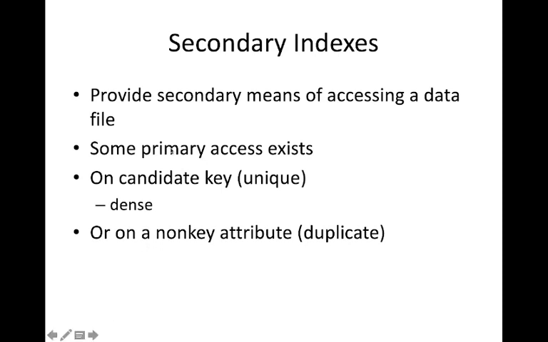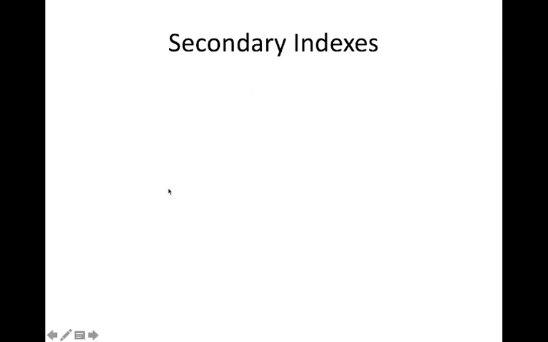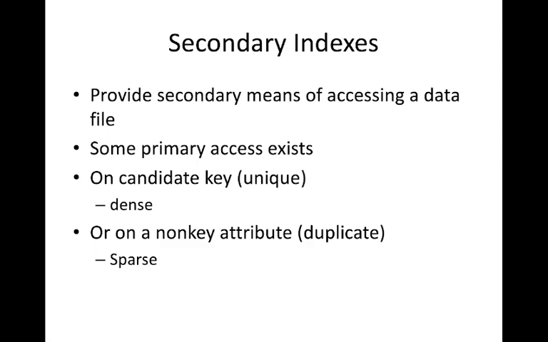We can create the secondary index based on a candidate key or unique key, or based on a non-key attribute, where duplicate values can occur. So secondary index means we are providing an additional mechanism. Already we have a primary key and we are providing a secondary key. That secondary key can be a candidate key, for example in your student table, the Aadhaar number. Based on the Aadhaar number, we provide a second, additional access mechanism. Or it can be based on a non-key attribute, for example name. Name is not unique. Two different students can have the same name.